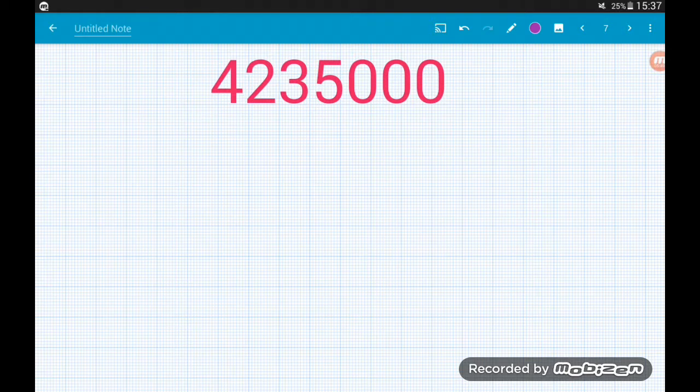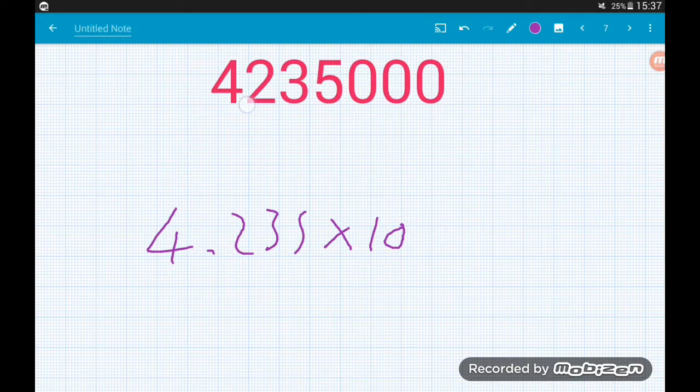Okay, what about this guy then? So this time we've got 4,235,000. So this time our number at the start is going to be 4.235. Now let's get our power of 10. So let's put our decimal into the big number between the 4 and the 2. Then we're going 1, 2, 3, 4, 5, 6 places to the right. So our power of 10 there is 6. Job's a good one.